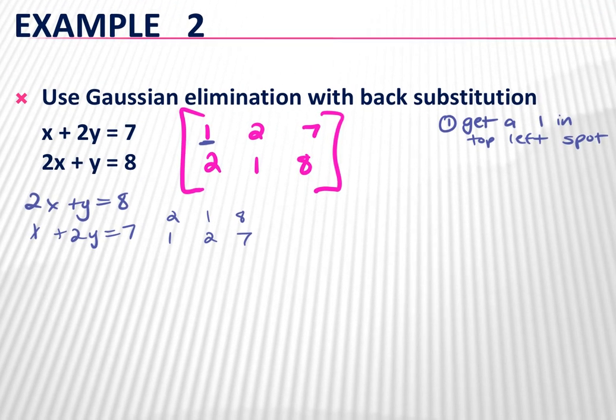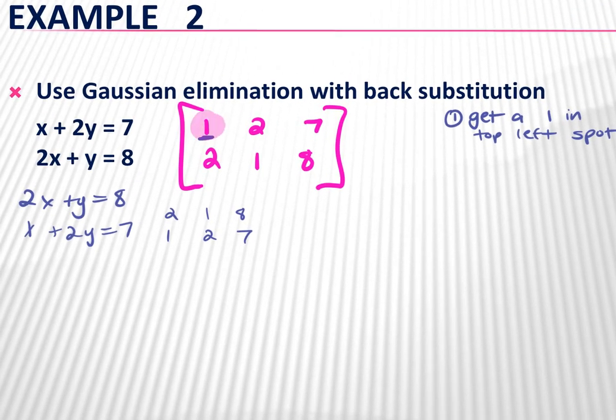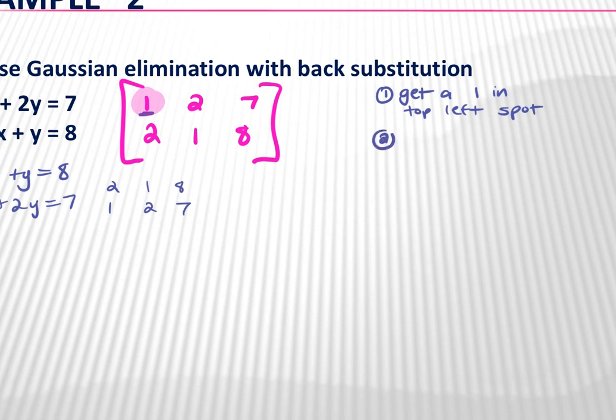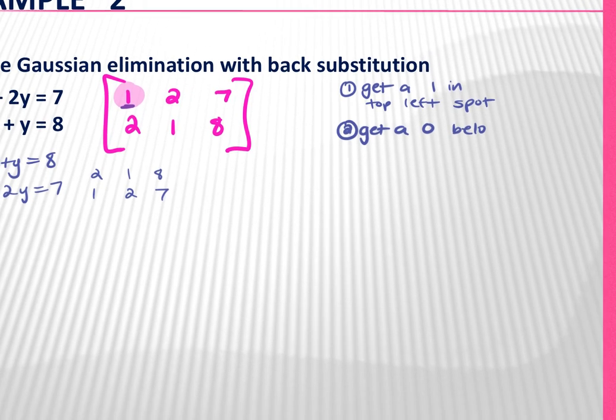All right, now that that is already there, my second step is to get a 0 below it. So I want a 0 here. I cannot multiply by 0, right? That was a rule. You can multiply by a non-zero number. Otherwise, I eliminate the whole row. I can't subtract. I can add, or I can multiply.